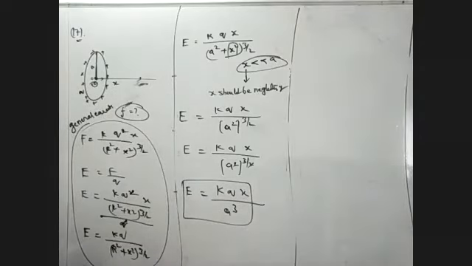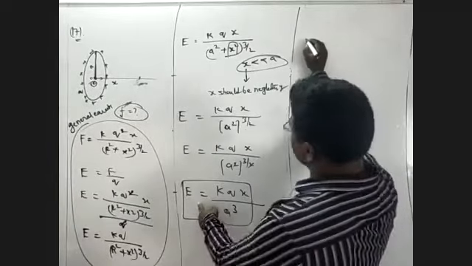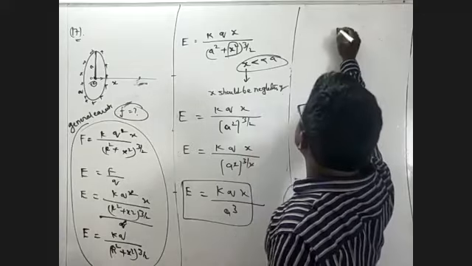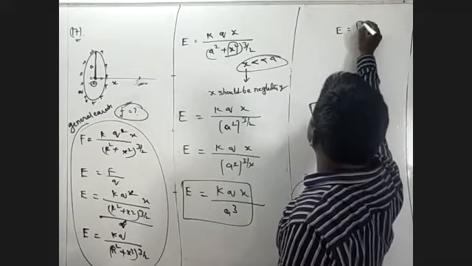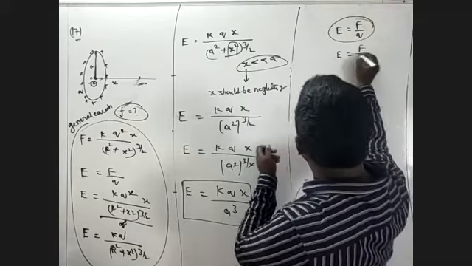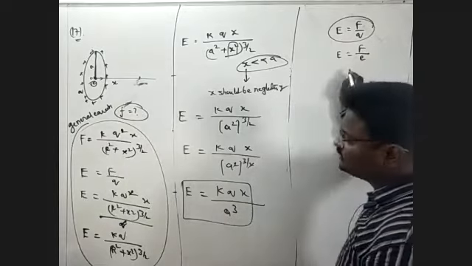But we want to find out the frequency. The intensity of electric field is equal to F by Q. So F is equal to E times Q. So that is E.